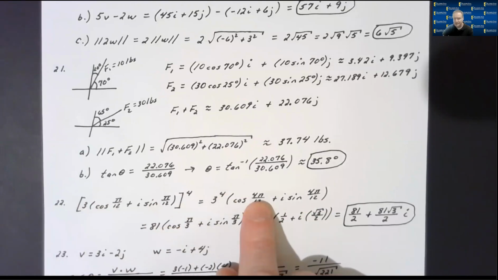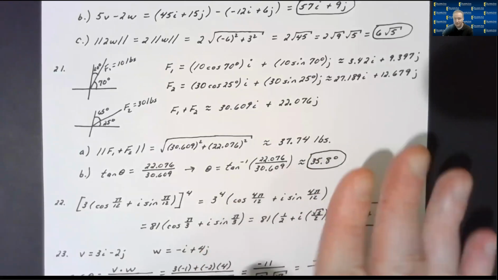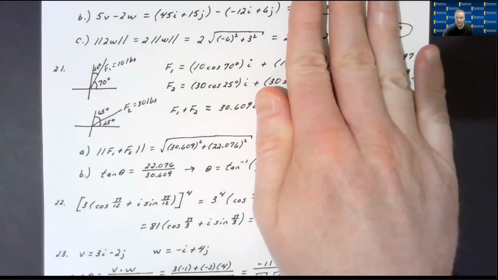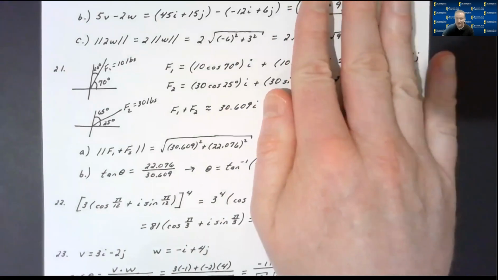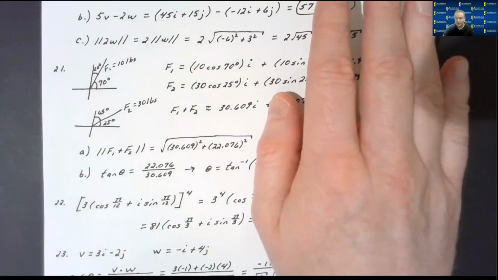My angles on the inside, I know 4 pi over 12 reduces down to pi over 3, so my inside is going to be cosine pi over 3 plus i sine pi over 3. Now, if I asked you to leave the answer in polar form, you would stop there. The chances of that are slim to none, though. I will ask you to put the answer in rectangular form.